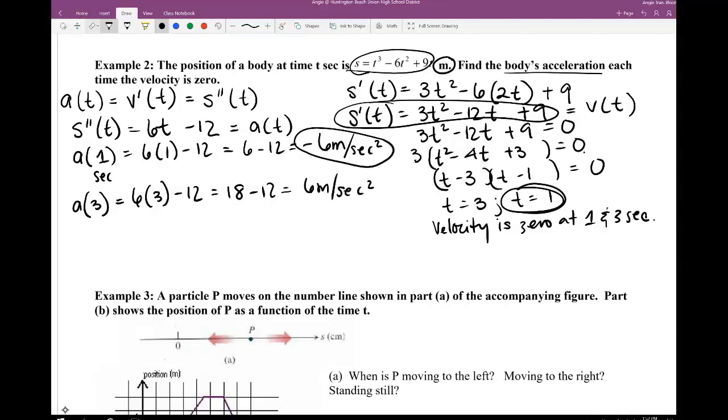Okay, so what does it mean by negative acceleration? Two things with negative acceleration, because you can see there's a positive and negative answer.